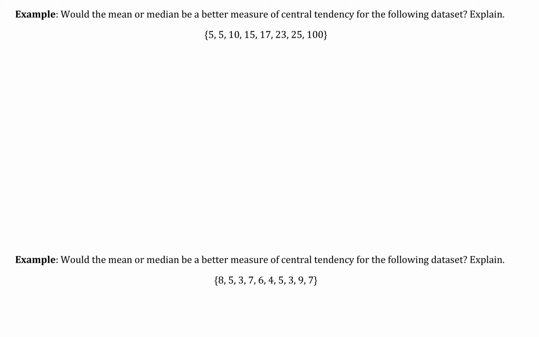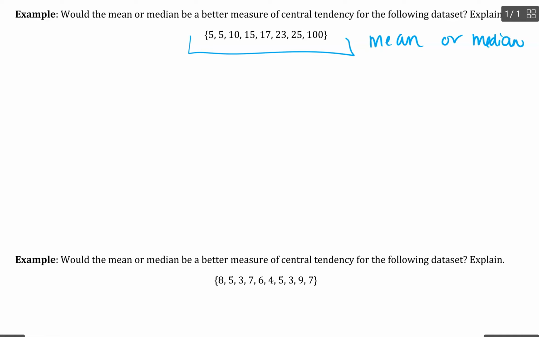In this video, we will determine the best measure of center for a set of data, and we will explain our choice. Let's take a look at this first example. We see our data values right here, and we need to determine what the best measure of center is. Let's decide between two common measures of center, which would be the mean or the median. There's a few others, but let's stick with these.